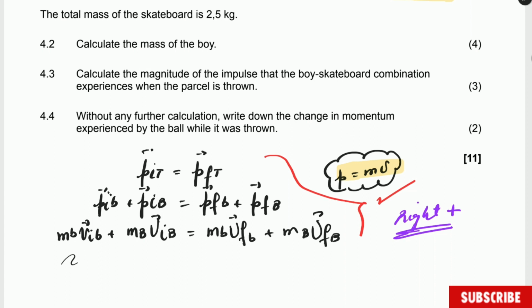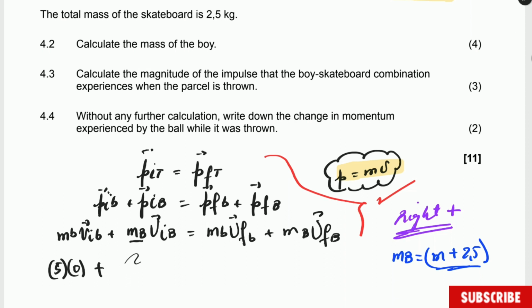So the mass of the ball is 5, and the initial velocity of the ball is 0, plus the mass of the boy. Remember, the mass of the boy, let's write it down somewhere here. This mass here means the mass of the boy plus 2,5, which is the skateboard. That is MB.